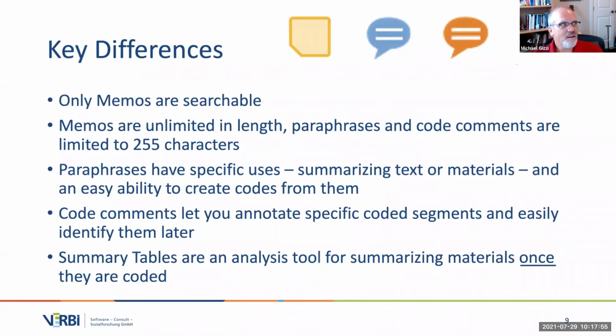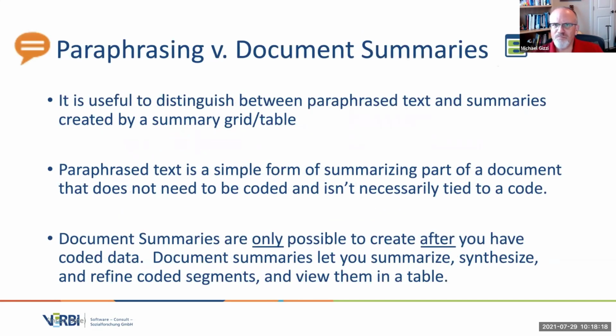And then I further discuss the key differences, that memos are searchable, the other tools are not. And mostly here I'm not focused on summary tables yet. The specific uses of paraphrases and code comments. And then I get to the distinctions between paraphrasing and document summaries. So I think it's really important to be able to distinguish between paraphrased text and summaries created through the summary grid. They both engage in taking text and putting it into your own words, summarizing them. But paraphrasing is something we tend to do early in a project. It's something we tend to do before we've coded or for a specific task.